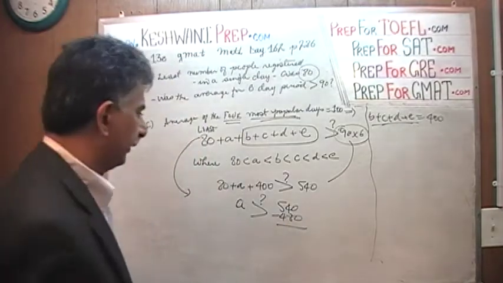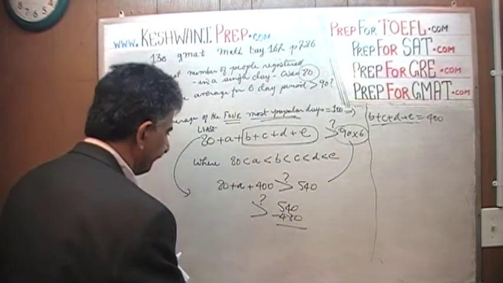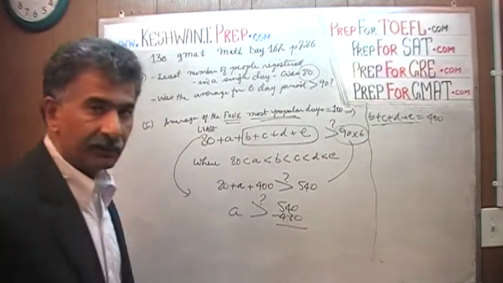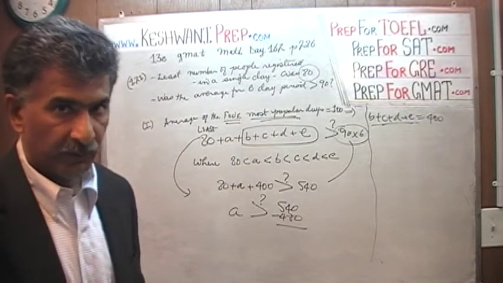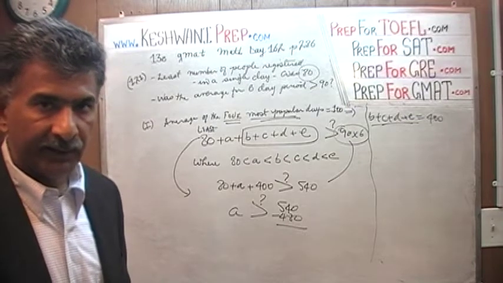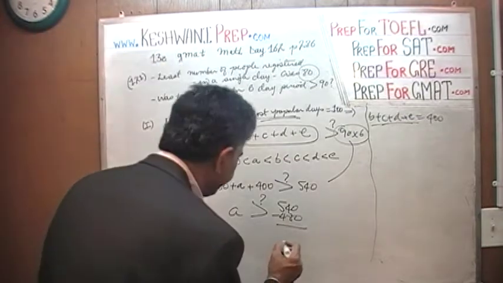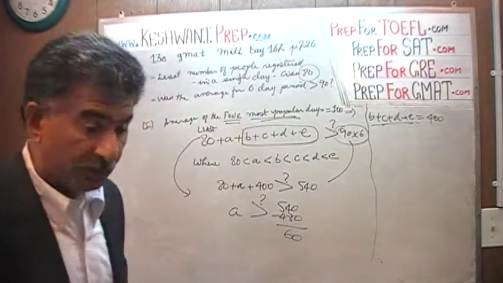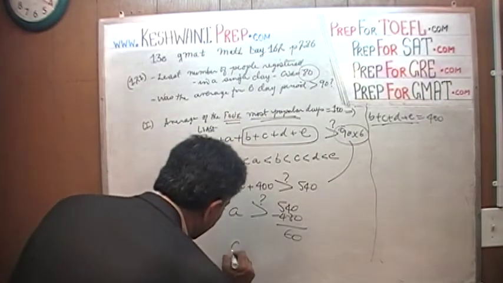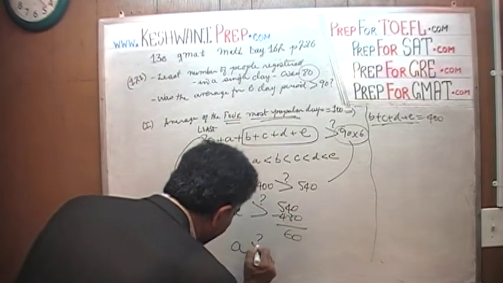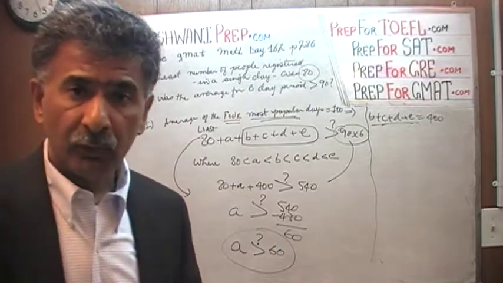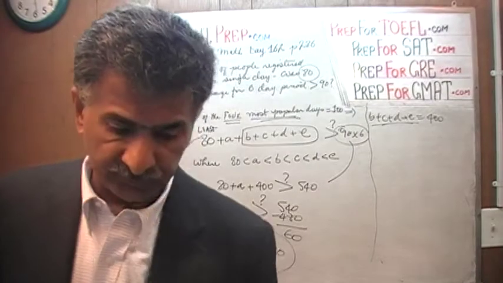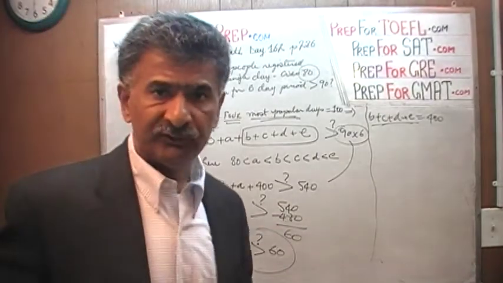Let's see what that works out to be. Is A greater than 540 minus 480? Well, 540 minus 500 would have been 40, so 540 minus 480 would be 60. So what the question boils down to is, is A greater than 60? To which the answer would be, of course it is. Of course A is more than 60, because we are told that the least was 80.